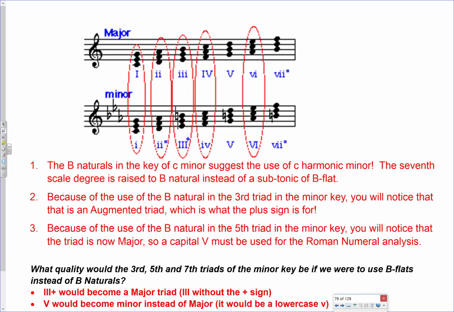Number 2, because of the use of the B natural in the 3rd triad in the minor key, you will notice that it is an augmented triad, which is what the plus sign is for. Number 3, because of the use of the B natural in the 5th triad in the minor key, you will notice that the triad is now major. So a capital Roman numeral 5 must be used for the Roman numeral analysis.